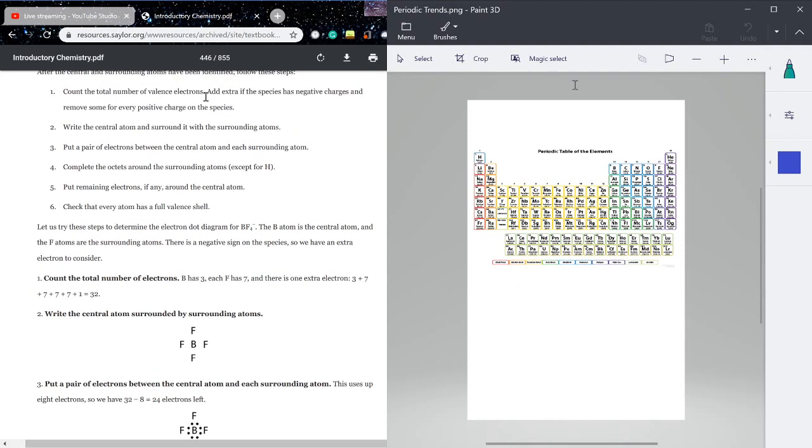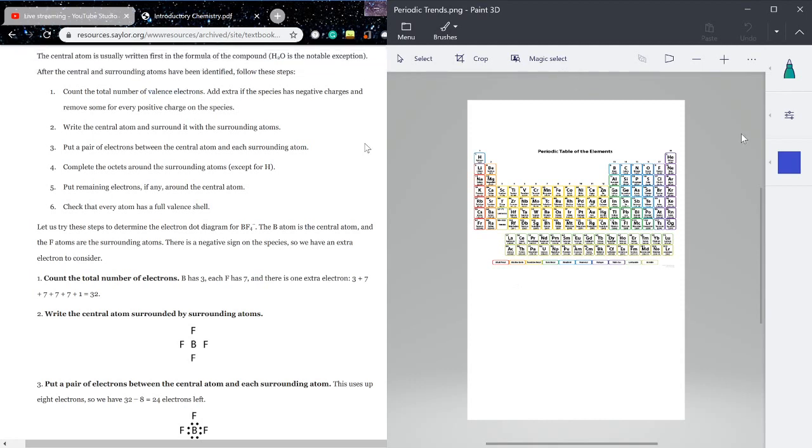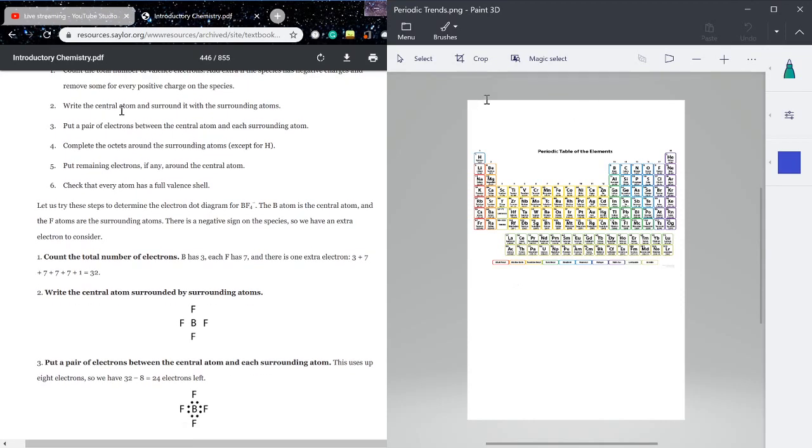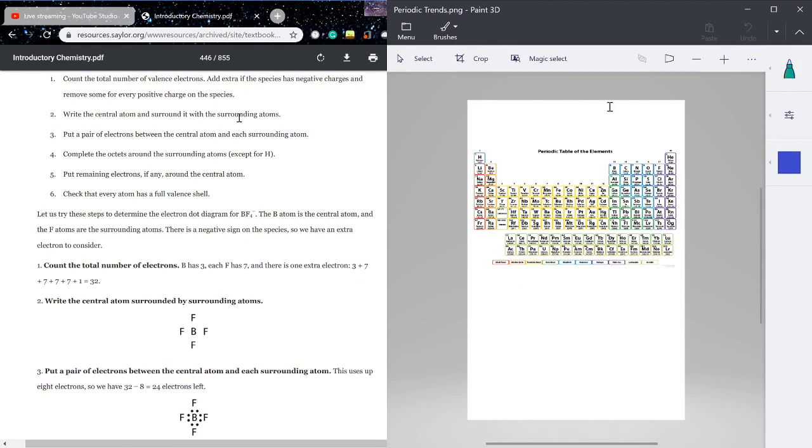So you would need to count the total number of valence electrons, and it is very convenient actually to write not only the number of electrons, but also the number of electron pairs, which are the things you'll be using to draw them. And it's also useful for determining other things. So then you would write the central atom and the surrounding atoms around it.